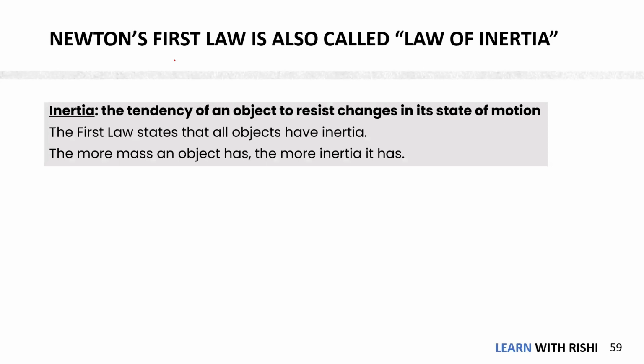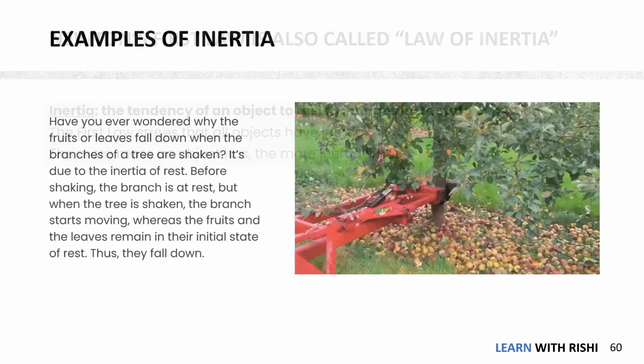Now Newton's first law of motion is also called the law of inertia. So there is another way of calling Newton's first law, that is the law of inertia. Now what is inertia? Inertia is basically the tendency in an object to resist the changes in the state of motion. Or you can say it is a tendency of an object to be in a state of rest, to be stationary. The first law states that all objects have inertia. The more mass an object has, the more inertia it has. Let us see some examples of inertia.